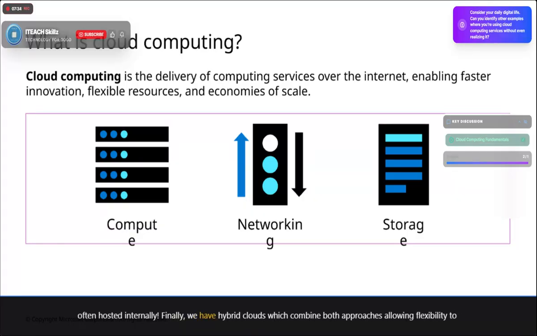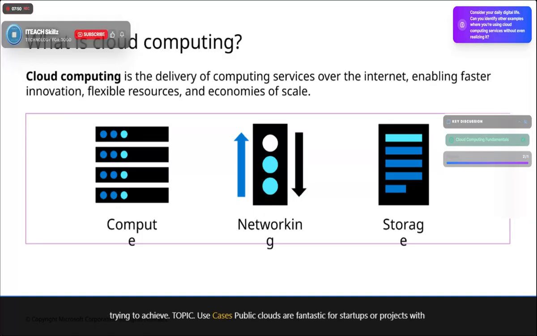We have hybrid clouds, which combine both approaches, allowing flexibility to run some workloads in the public cloud and others in a private environment. Storage is where you keep all your files. Instead of physical hard drives, in these models it lives securely in a remote data center. It depends heavily on what you're trying to achieve. The beauty of this model lies in its flexibility and economies of scale.